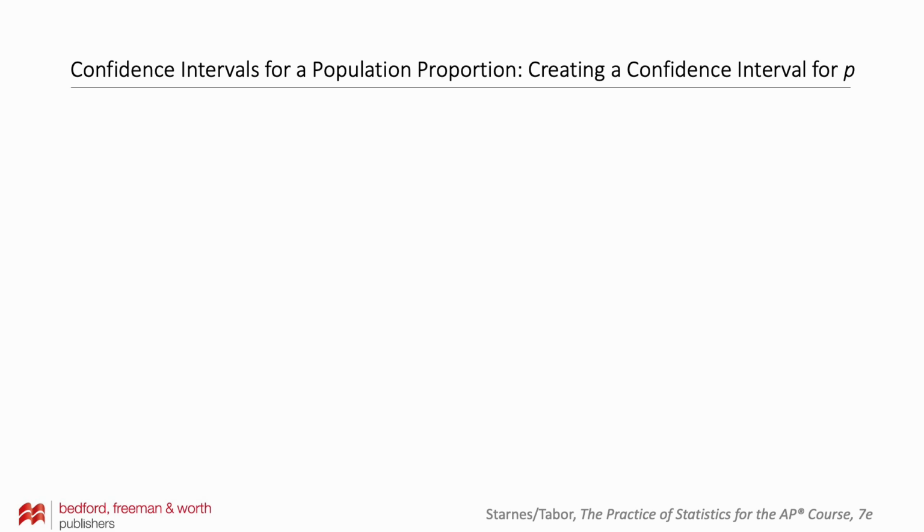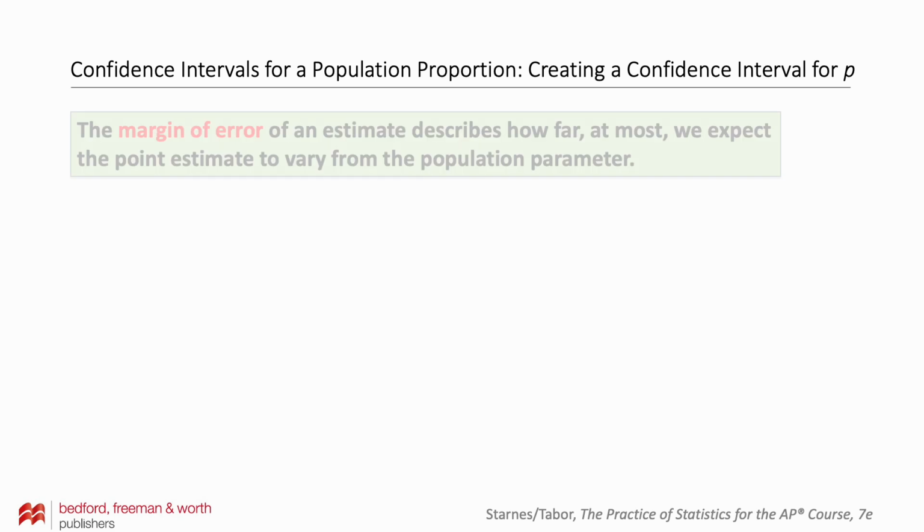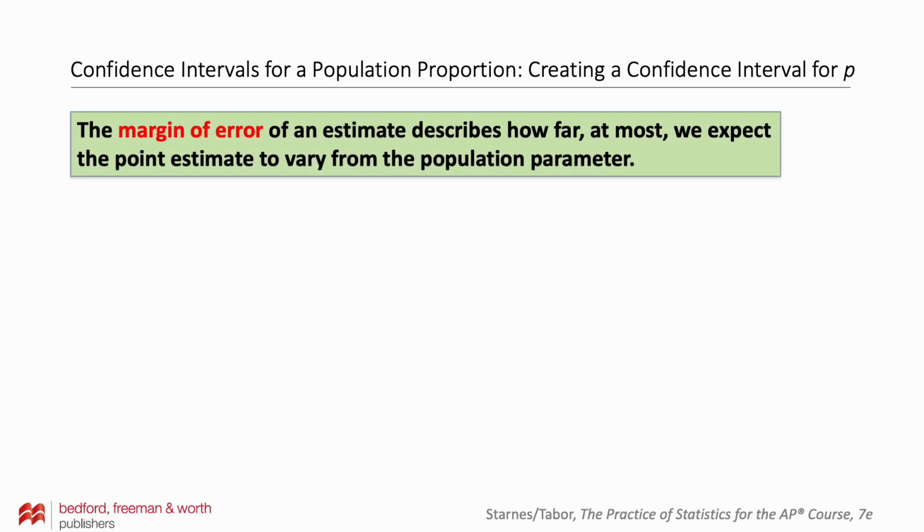Now, how are we going to create a confidence interval for p? Remember, in the previous section, we talked about the point estimate plus or minus the margin of error. The margin of error tells us how close the estimate tends to be to the unknown parameter in repeated random sampling. The way we calculate the margin of error is using 2 factors.